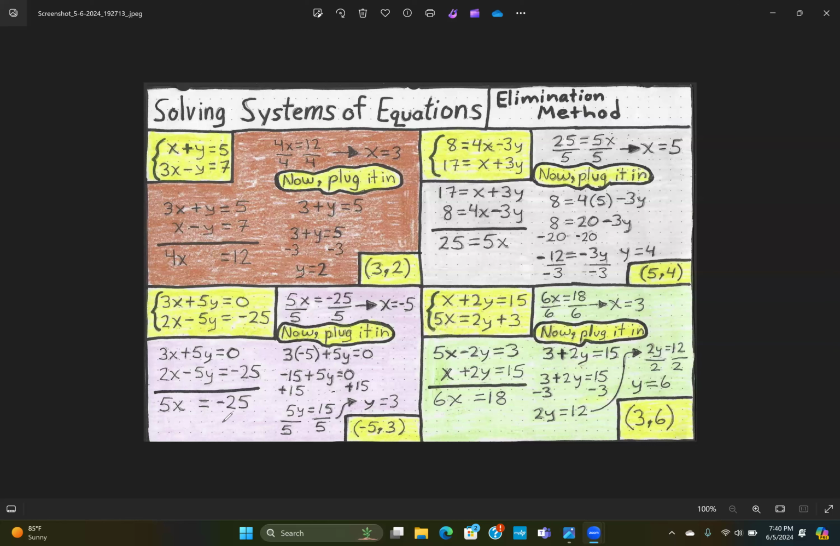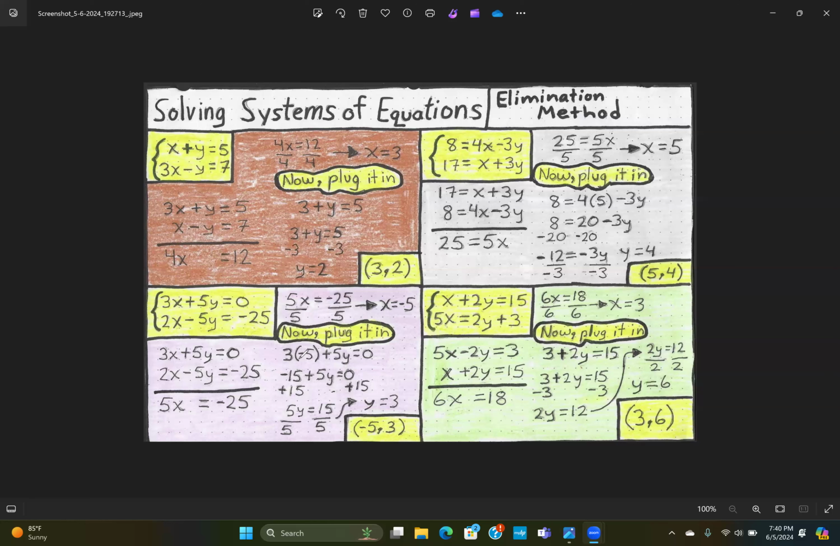And the question is, what number times 5 would give me negative 25? All you have to do is divide both sides by 5, and you will get the answer that x is equal to negative 5. Let's plug that negative 5 into the easiest equation. We're going to plug it into the top one because I have a 0 right here. Hey, that looks easy to me.